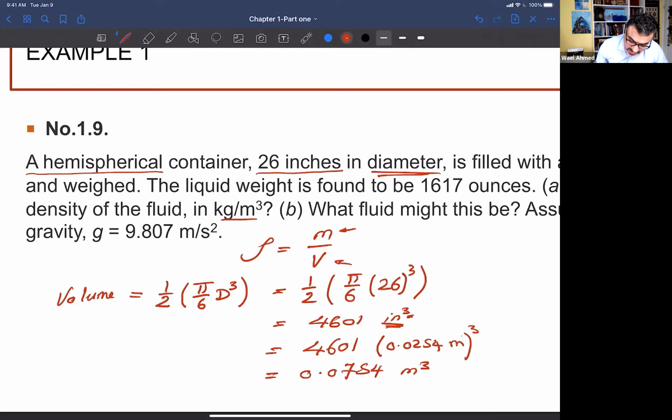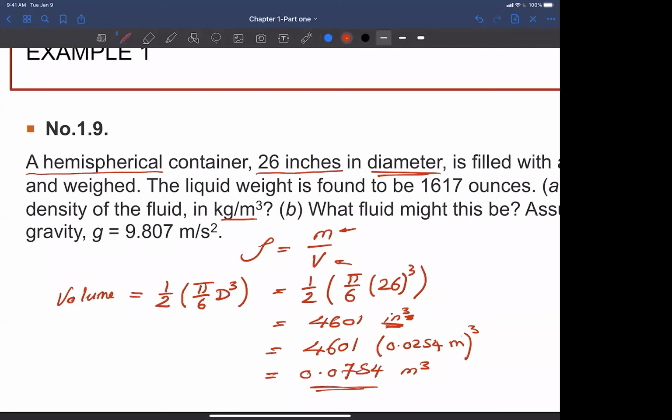So anyway, it's very simple stuff, right? But just make sure that when you are converting, you pay attention to the square, the cube, and where these units are converted. So we know that now I have a volume of this value.